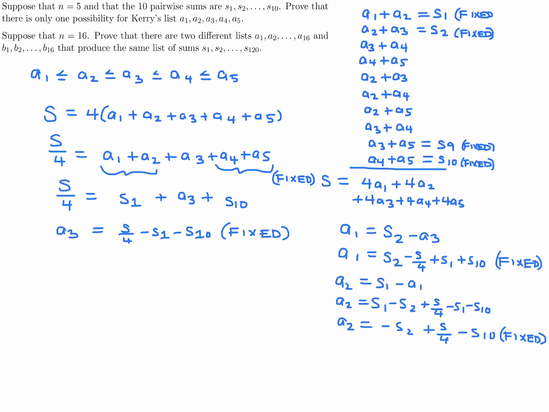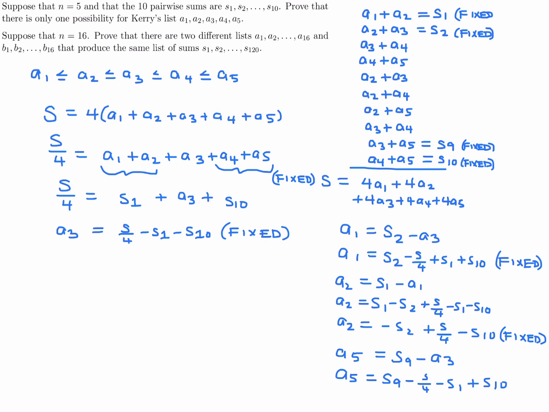So what did I get? I got A1, A2, A3, A4, and A5. I'll let you do that. I'll just write out the values. A4, you can easily get right. You can get the A4 by writing out, or actually probably figure out A5 first. That'll be a little easier. That will be S9 minus A3. And when you do that math, you will get A5 is equal to S9 minus S over 4 minus S1 plus S10.